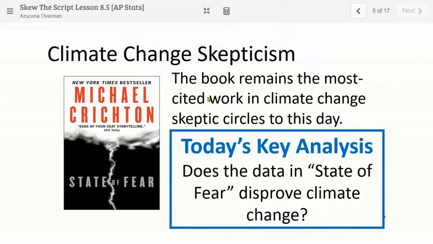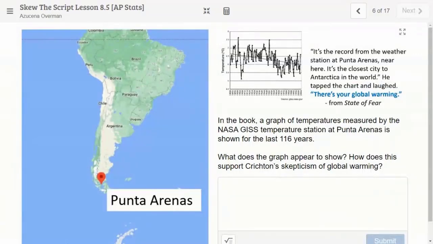So what we're going to look at here is, does the data in State of Fear disprove climate change? Because he does share data. So let's look at the data he pulls up. In the book, he goes to the record from the weather station at Punta Arenas near here. It's the closest city to Antarctica in the world. He tapped the chart and laughed. There's your global warming.